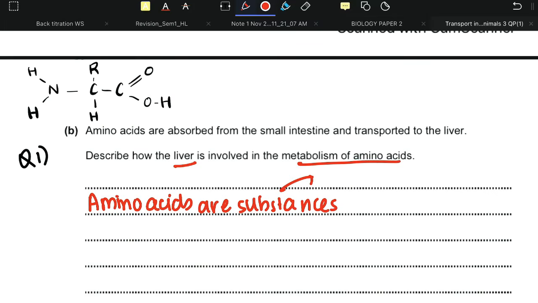Instead of substances, you can use a more scientific term by saying a monomer. They are the monomers used to make proteins. So that's your first point.